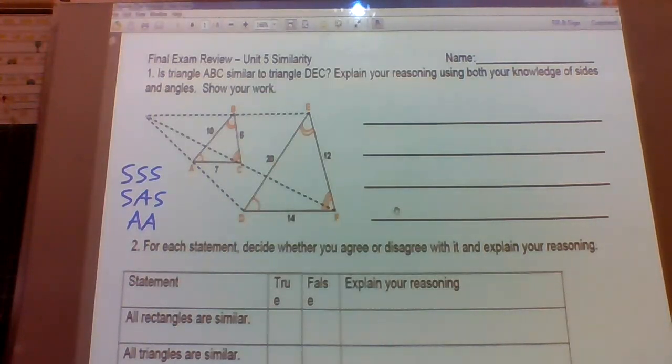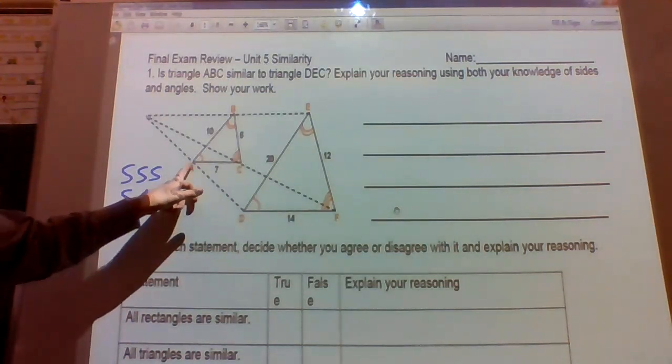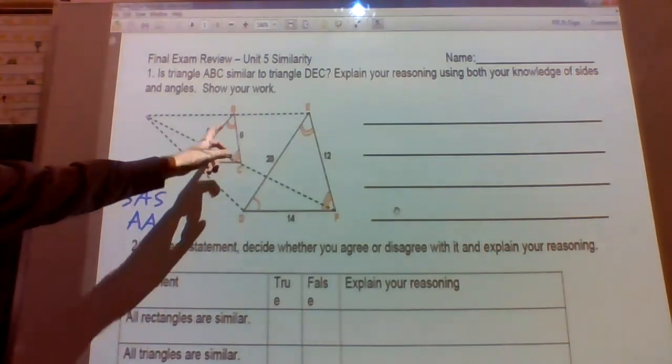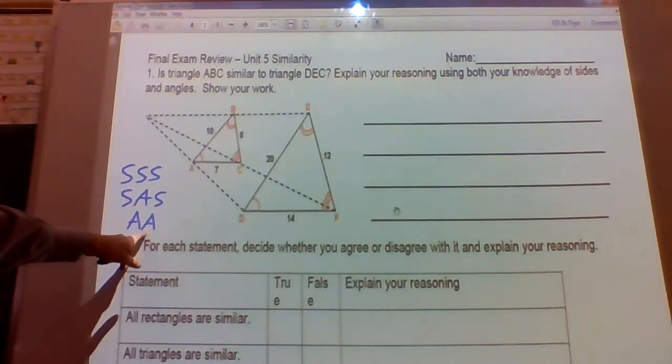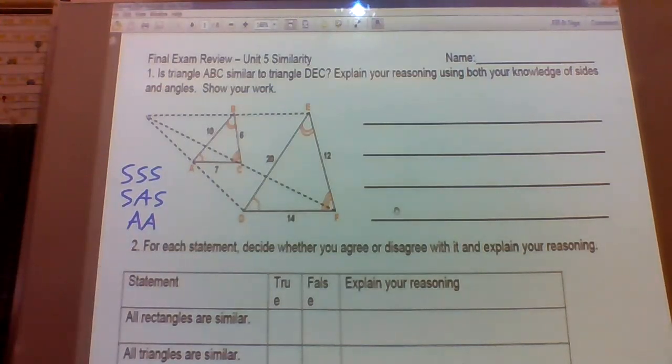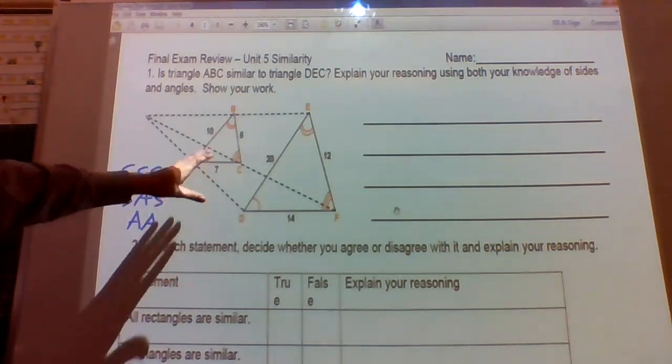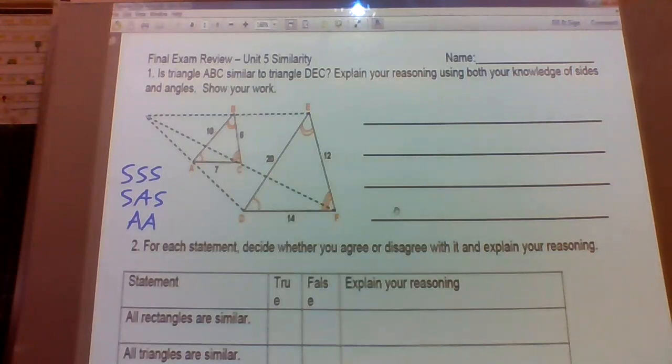Right away, we can see angles are congruent. We know angle A is congruent to angle D, and angle B is congruent to angle E. So we already have two sets of angles that are congruent. So that's angle, angle. To check the sides, we'd have to set up ratios to see if the sides are proportional. That means the ratios of the corresponding sides are going to be equal.